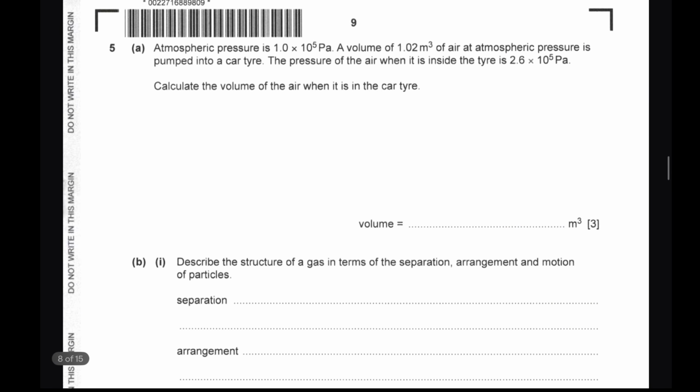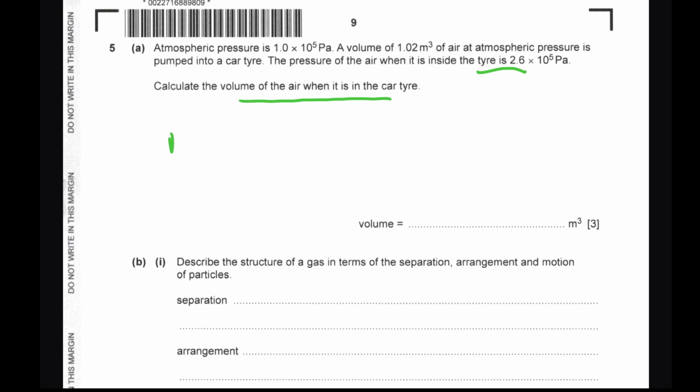Let's move on. Question number 5. Atmospheric pressure is 1.0 times 10 power 5 Pascal. A volume of 1.02 meter cube of air, at atmospheric pressure, is pumped into a car tire. Pressure of the air when it is inside the tire is this. Calculate the volume of the air when it is in the car tire. So the values they've given us are atmospheric pressure, volume, and pressure of the air when it's inside the tire. So calculate the volume of air when it is in the car tire.